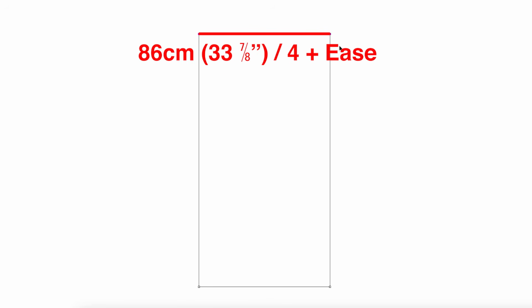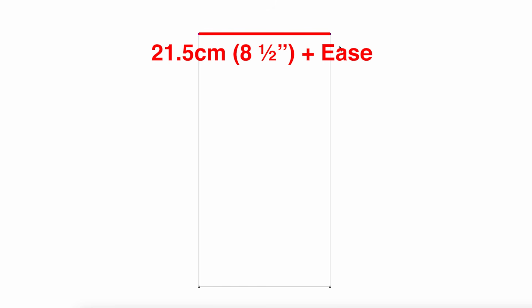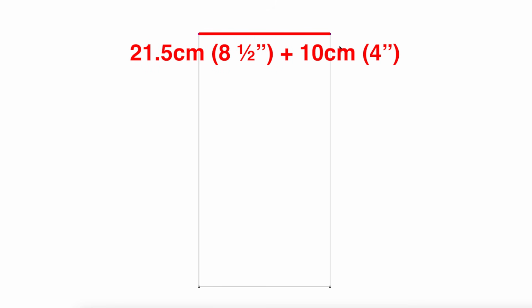Alright, let's get started. Draw a rectangle. Horizontal is 1/4 of your bust circumference plus ease. So for my example, 86 centimeter divided by 4 is 21.5 centimeter, and I'm gonna add 10 centimeter ease. So 10 centimeter for the quarter body means 40 centimeter ease at the chest.